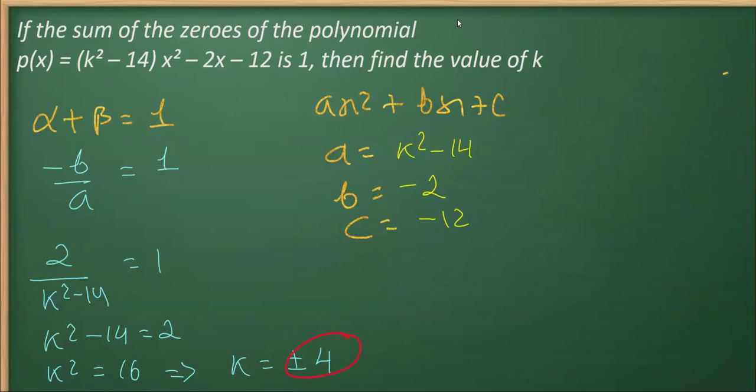So we'll be writing that k can take two values here. That is, k is equal to 4 or k is equal to minus 4. Both are true.